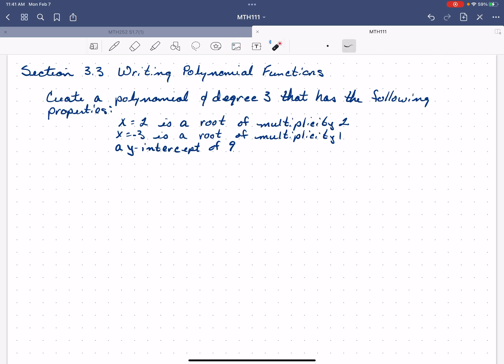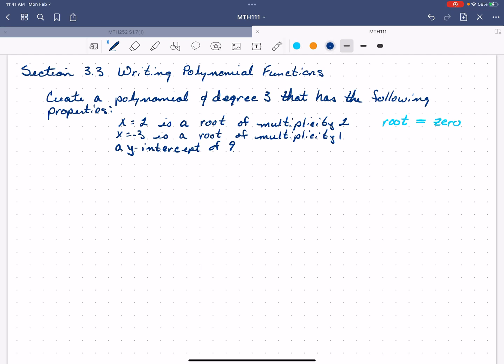Now, I can't remember if this has come up before, but this phrase that x equals 2 is a root, that's another way of saying 0. So in this context, root means the same thing as 0. Okay.